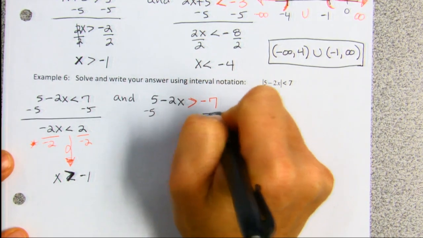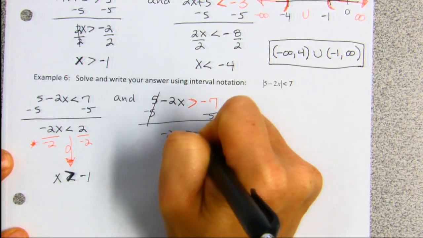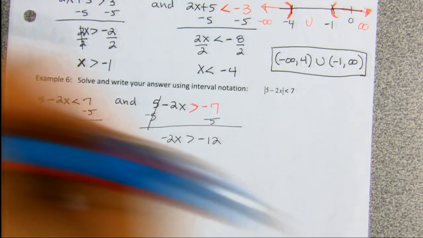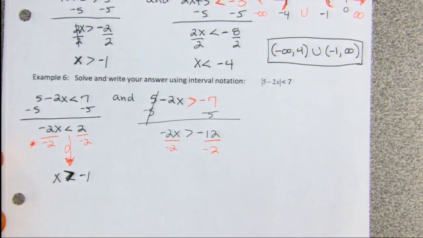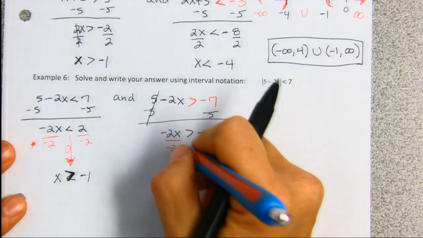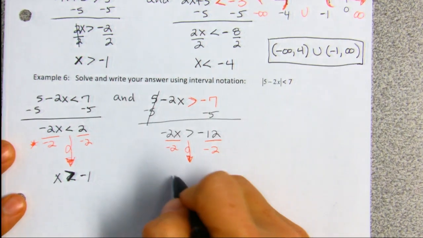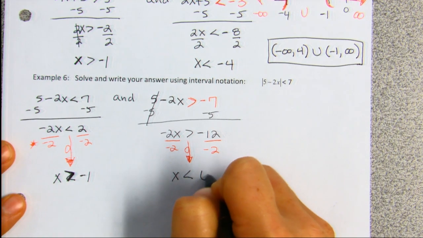Almost there. We got those, guys. So let's subtract 5. So we have negative 2x is greater than a negative 12. As that same step as our second step, if we're dividing by negative 2, we're having to flip that symbol. So we have x is less than a positive 6.